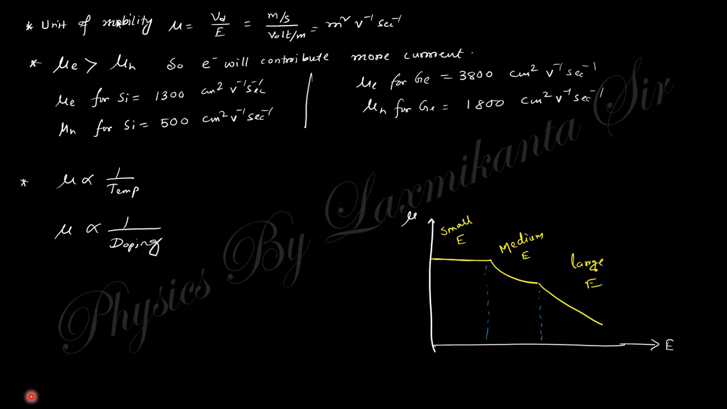Another important thing is the value of mobility for silicon: this is for electron mobility, and this is for hole mobility. This mobility is inversely related to temperature, and inversely proportional to the doping concentration. With the variation of E it will be like that: for low value this is constant, this is root E, and this is 1 by E variation. This is important for your exam purpose.